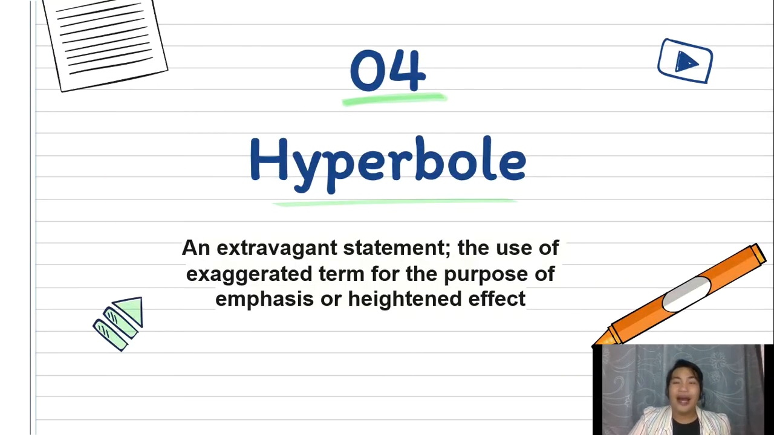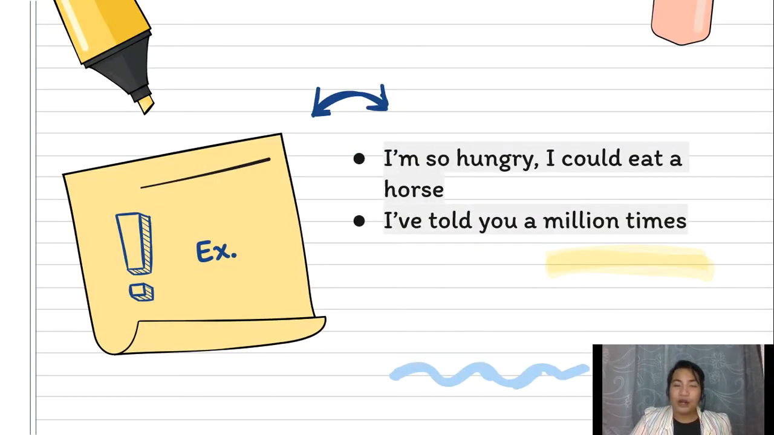Number 4, hyperbole. An extravagant statement, the use of exaggerated terms for the purpose of emphasis or heightened effect. For example, I'm so hungry I could eat a horse. Or, I've told you a million times.